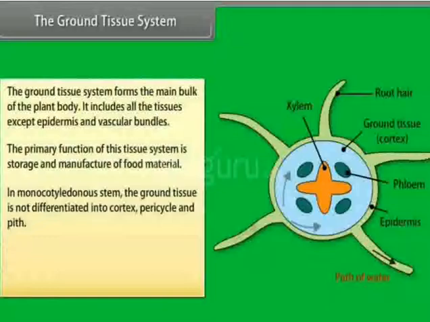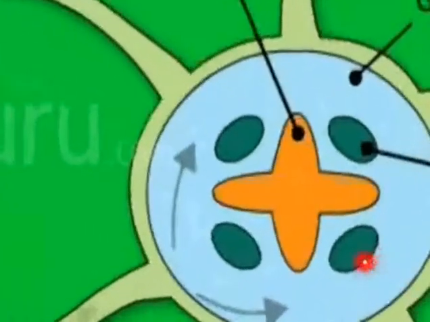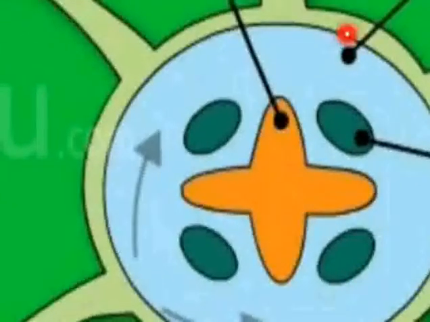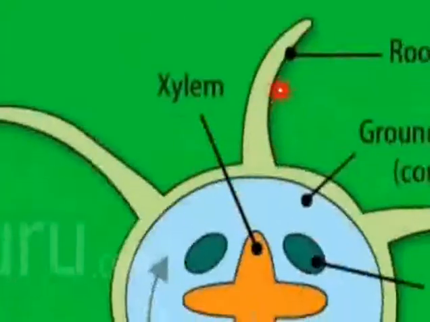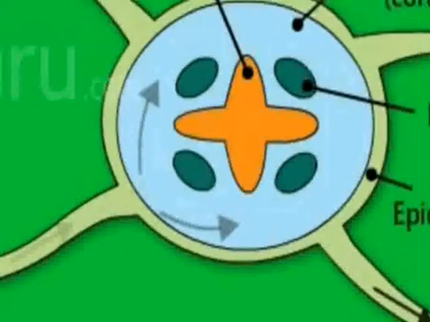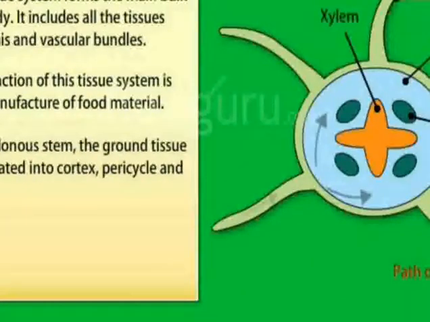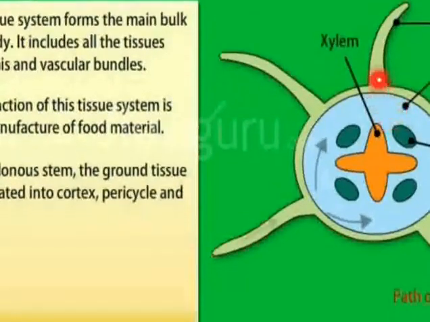In monocotyledonous plants, the ground tissue is not exactly differentiated into pericycle, cortex, pith, etc. This figure represents the ground tissue of dicotyledonous plants, where you can see the xylem and the phloem distinctly marked, which represent the vascular tissue system. These are the epidermal root hairs, and all the rest, the blue colored one, is the ground tissue system.